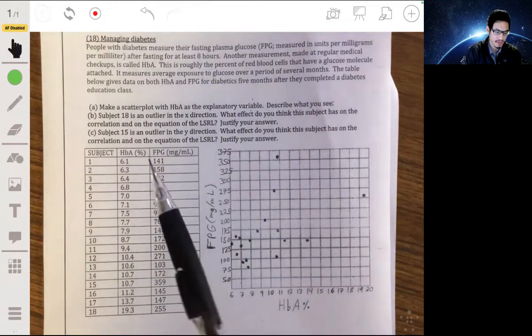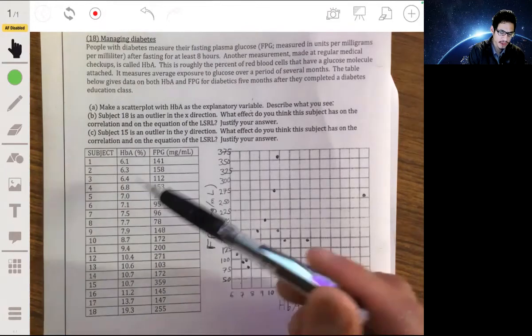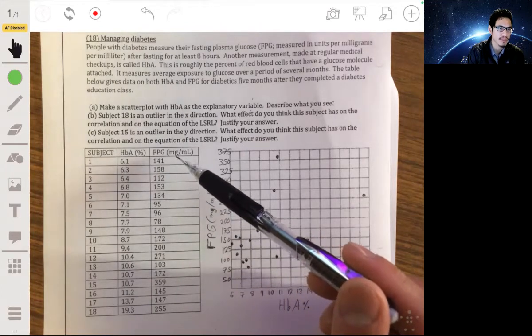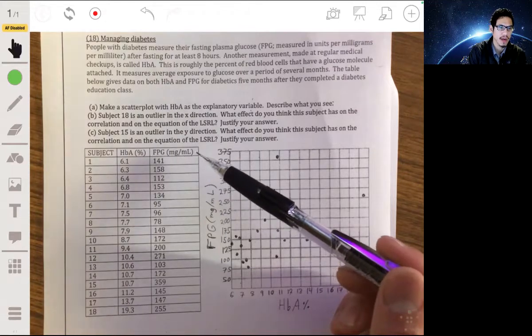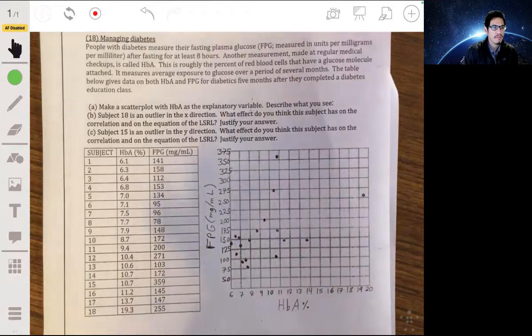And here we have the data of these 18 subjects who are in this study with their HbA in percent and their FPG in milligrams per milliliter. So what we want to do is understand not only the relationship between these two variables, but what outliers can do to least squares regression analysis or just statistics in general. Like, what would it do to the correlation coefficient, the coefficient of determination? What would it do to the slope, the y-intercept, things like that? So we want to see what's going on.